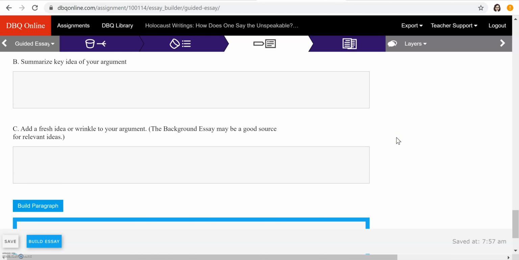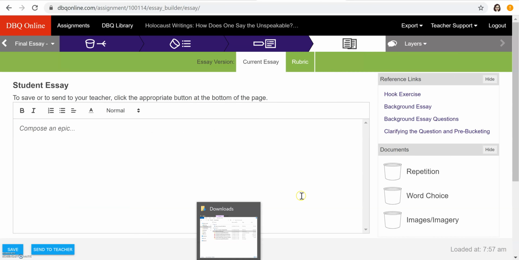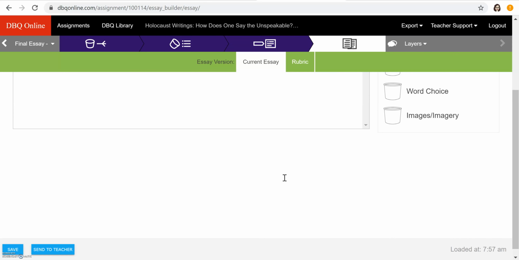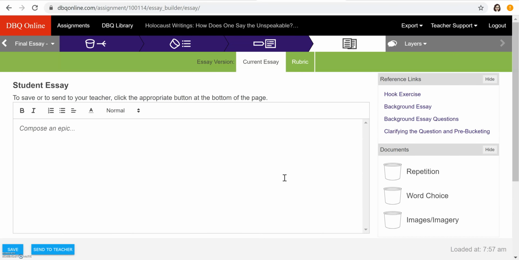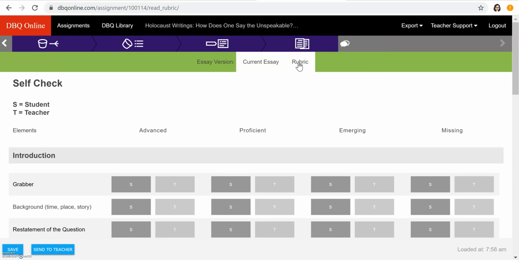I can read everything for you because it will build the essay here. You can add stuff in, remove things, fix different things in this format. Make sure that you get as close to MLA as you can. And your rubric for this essay is also here underneath this tab. You can go from advanced, proficient, emerging, and missing, of course.